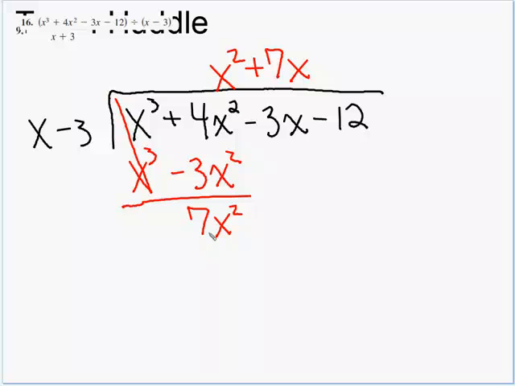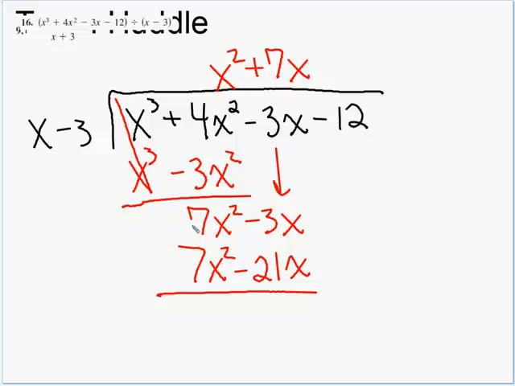So we multiply those. Oops, forgot to bring down my minus 3x. So 7x times x is 7x squared. 7x times minus 3 is minus 21x. So we subtract. 7 minus 7 is nothing. Negative 3 minus a negative 21, that'll turn into a plus, and that winds up being an 18x. Bring down the next term, minus 12.